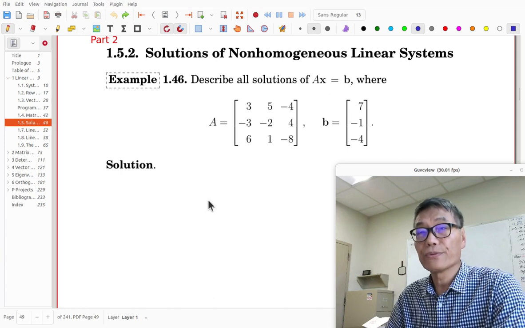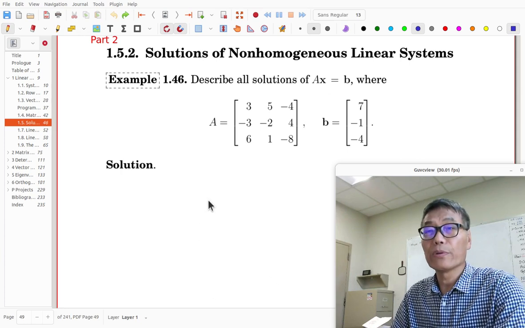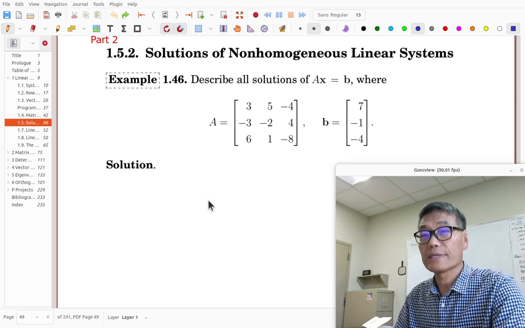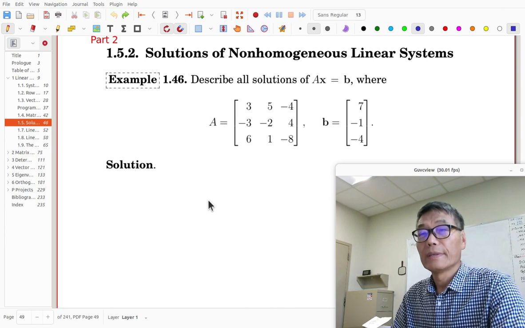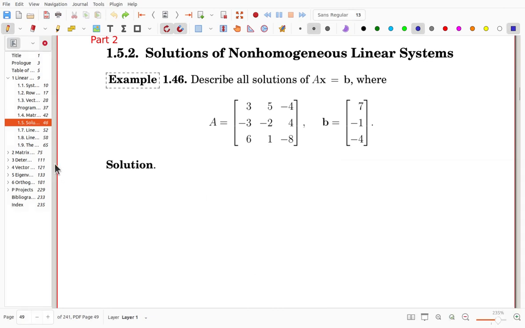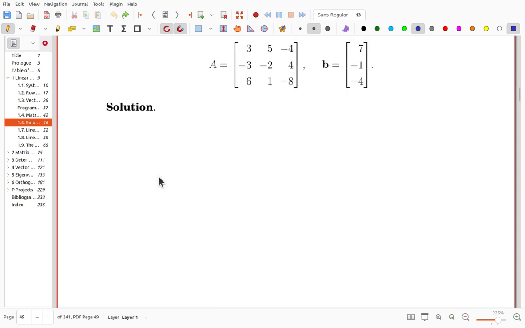It is part 2 of section 1.5, solutions of non-homogeneous linear systems. Let's try to solve this problem first. Describe all solutions of Ax = b where A and b are given in this way. To solve this problem, we'll begin with the augmented matrix.